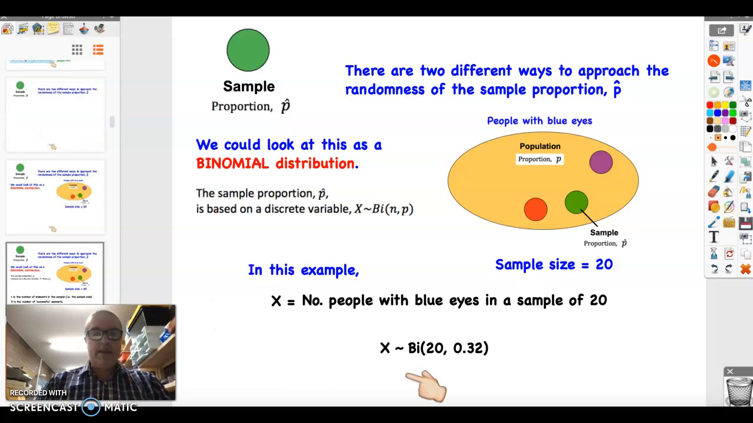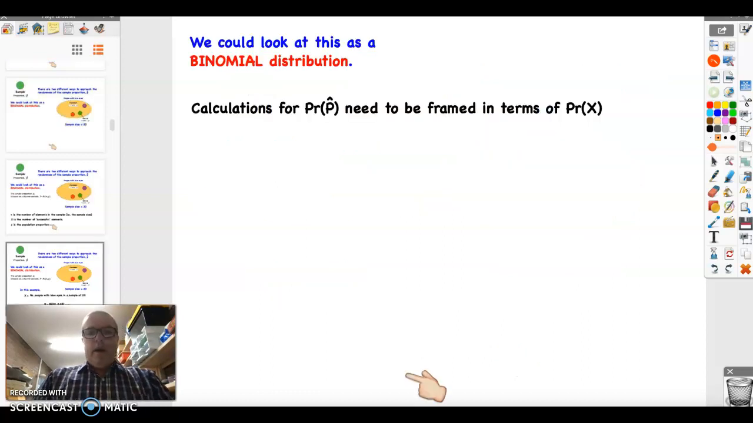Or more succinctly, in this example, if we want to represent the sample proportion p hat with a binomial distribution, we would use the discrete variable x, and x would be binomially distributed with n equal to 20 and p equal to 0.32. And so we could calculate probabilities associated with sample proportions using x. We have to keep in mind that we are using a discrete distribution now to represent something that's actually continuous.